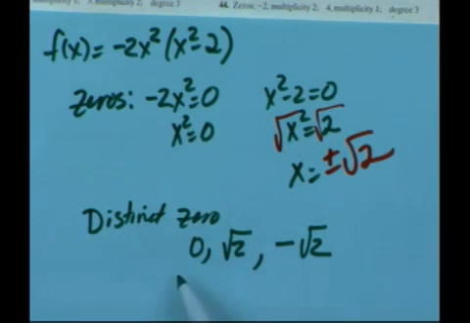2. 0 is a 0 of multiplicity 2. Does that make sense? And positive square root of 2 is a 0 of multiplicity 1, and negative square root of 2 is multiplicity 1. Okay? It's important to know about the multiplicity because that will determine whether the graph actually goes through the x-axis or if it touches the x-axis and turns around. Yes?